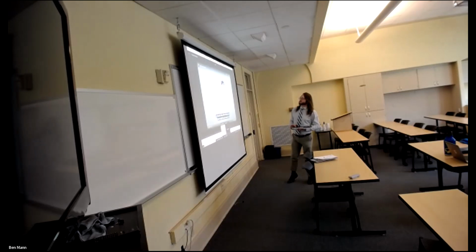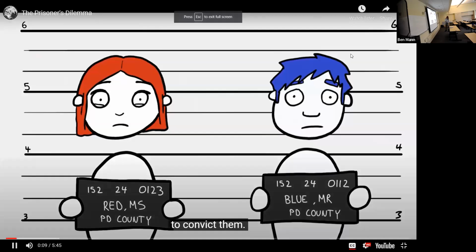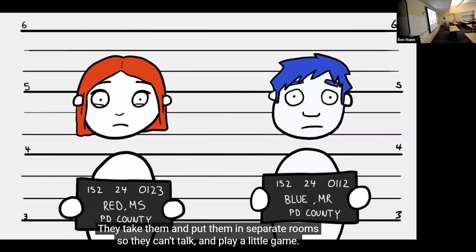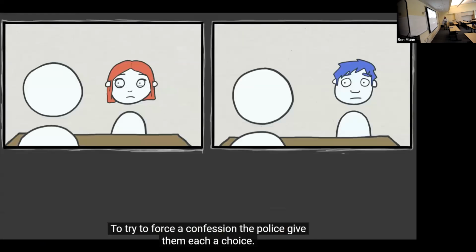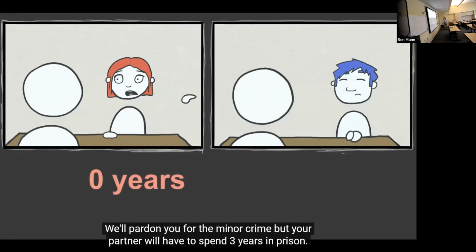Let's say Mr. Blue and Miss Red have each been arrested for some minor crime. The police think they committed a more serious crime, but they don't have enough evidence to convict them. They need a confession. They take them and put them in separate rooms so they can't talk and play a little game. To try to force a confession, the police give them each a choice. Admit your partner committed the crime and you'll go free. We'll pardon you for the minor crime, but your partner will have to spend 3 years in prison.